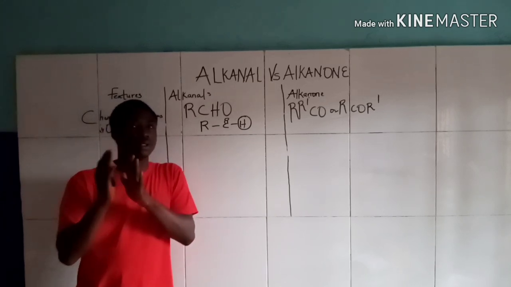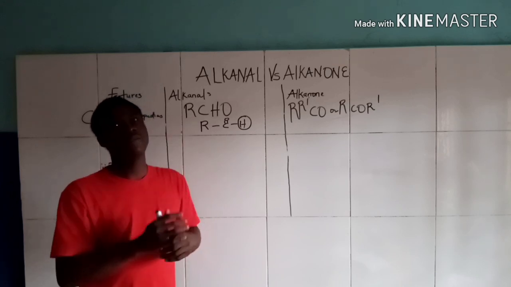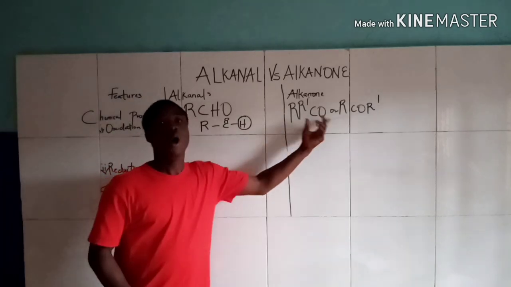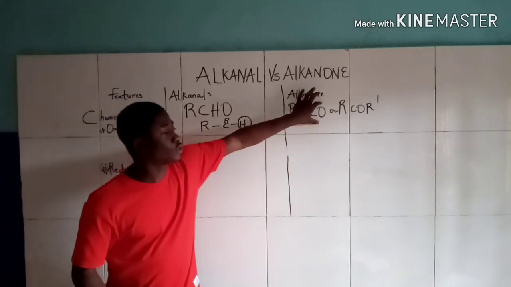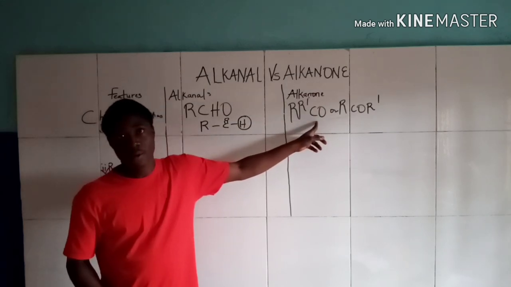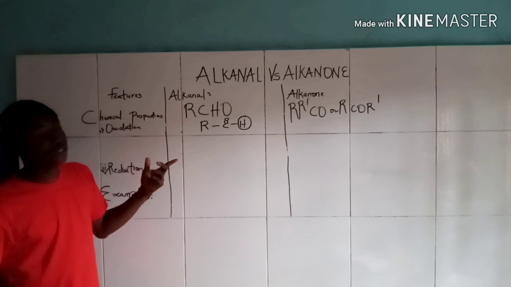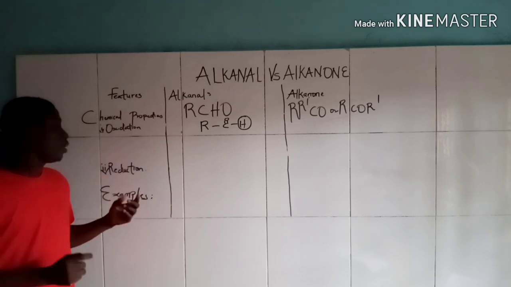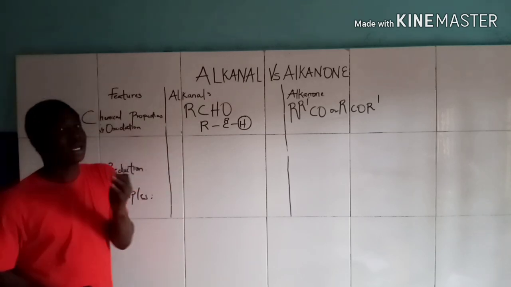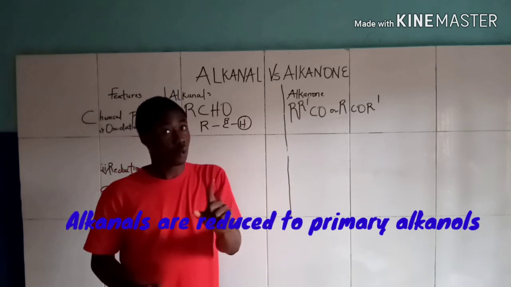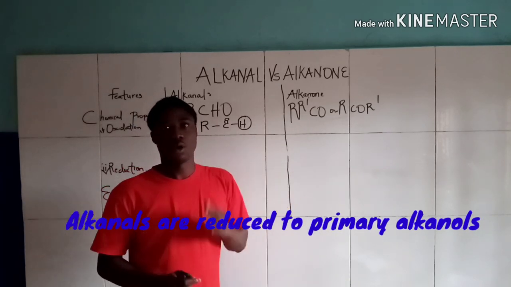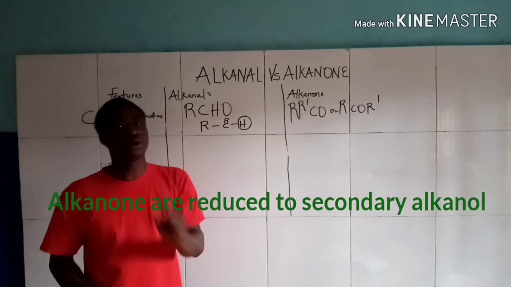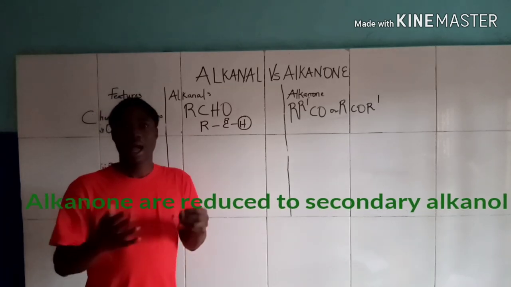Now let's go over to alkanones. Alkanones do not undergo oxidation to give us carboxylic acid. This is simply because of no oxidizable hydrogen directly attached to the carbonyl group, which is C double bond O. That's that about the oxidation reaction of alkanones. Now, let me go over to reduction. Alkanals are reduced to primary alcohols, also called alkanols, while alkanones are reduced to secondary alkanols, also called alcohols.